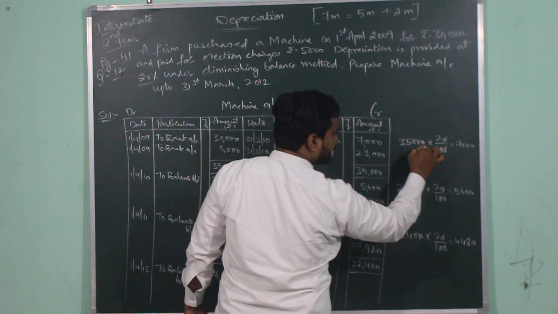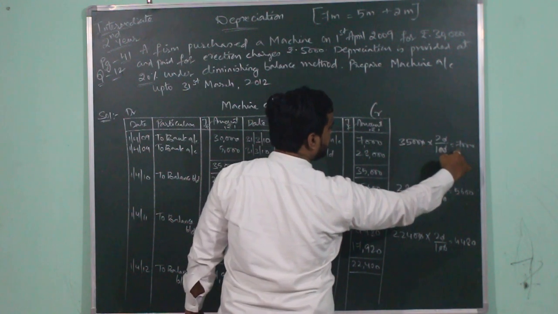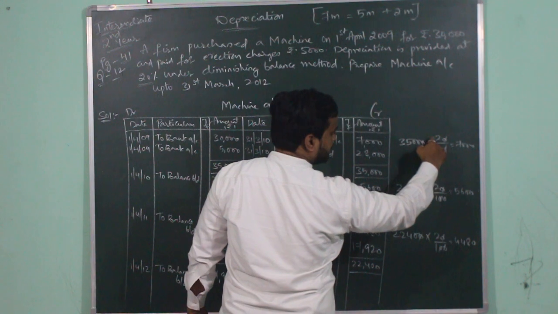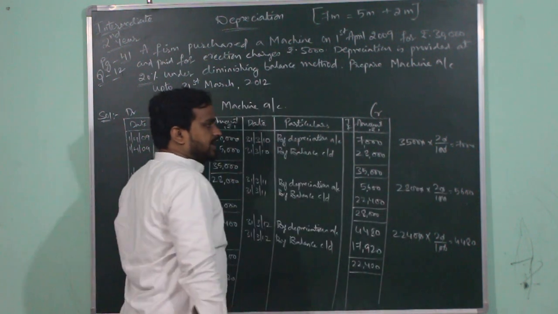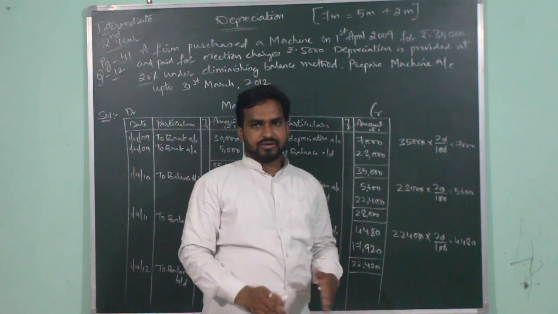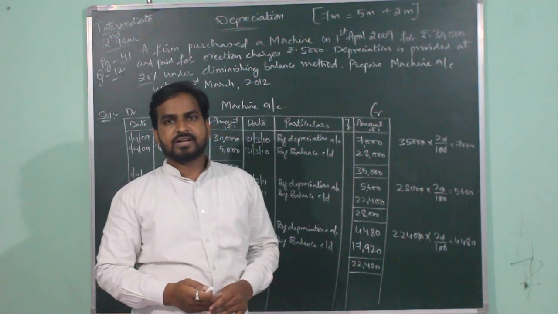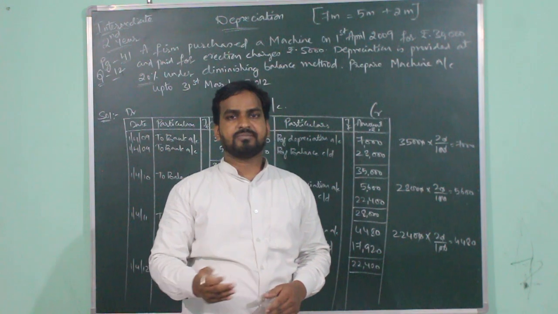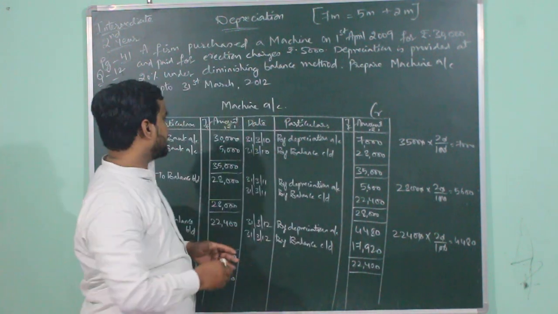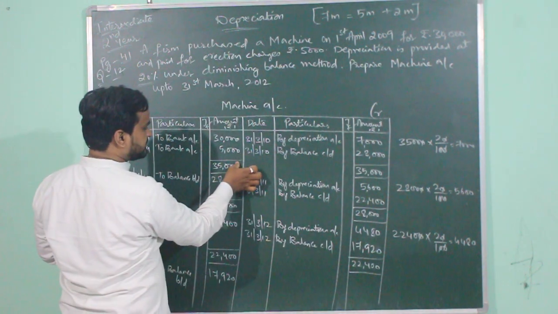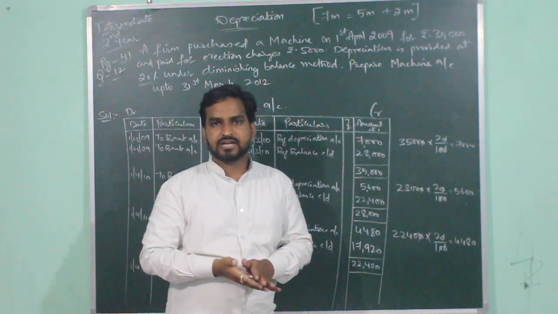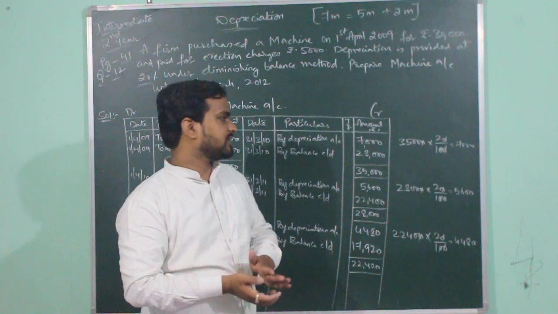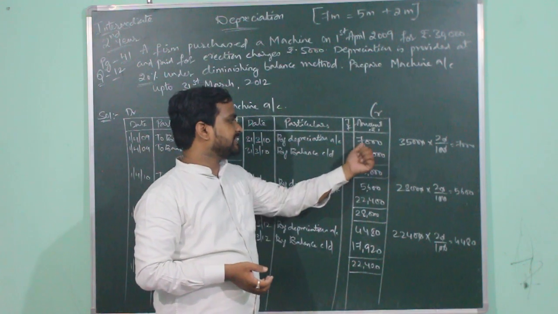0, 0, 0, 0 get cancelled. 3,500 into 2: 2 5s are 10, and 3 2s are 6 plus 1, 7. The value is 7,000. Apart from this calculation, what is the simple technique for calculating? We can calculate 10% of 35,000. 10% means we need to remove one 0 from 35,000, then the value becomes 3,500. Then 20% means we just double the value: 3,500 plus 3,500 becomes 7,000. So the depreciation at the end of the first year is 7,000.